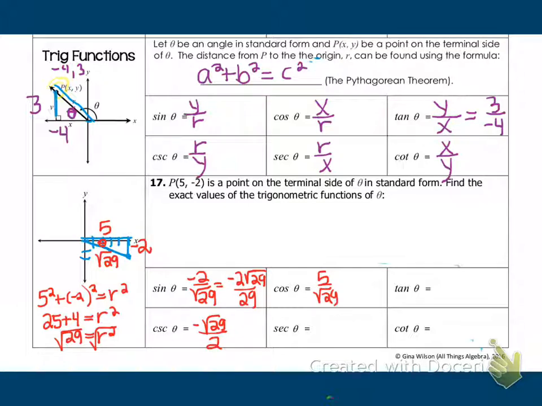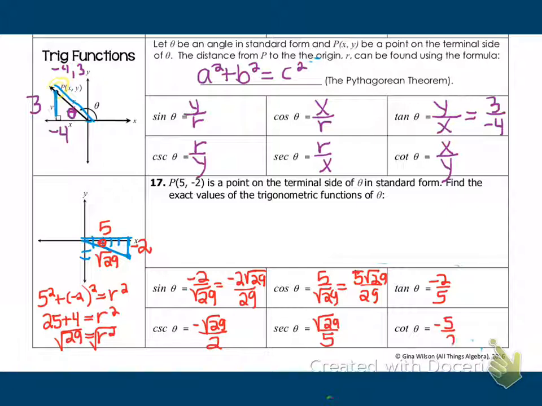Now the cosine would be 5 over the square root of 29. We'll rationalize it in a minute, but I'm going to flip it first to get the secant, which would be the square root of 29 over 5. And then rationalizing the cosine would give me 5 square root of 29 over 29. And then finally the tangent would be the opposite, which is negative 2, over the adjacent, which is 5. And the cotangent would be the reciprocal of that, or negative 5 over 2.